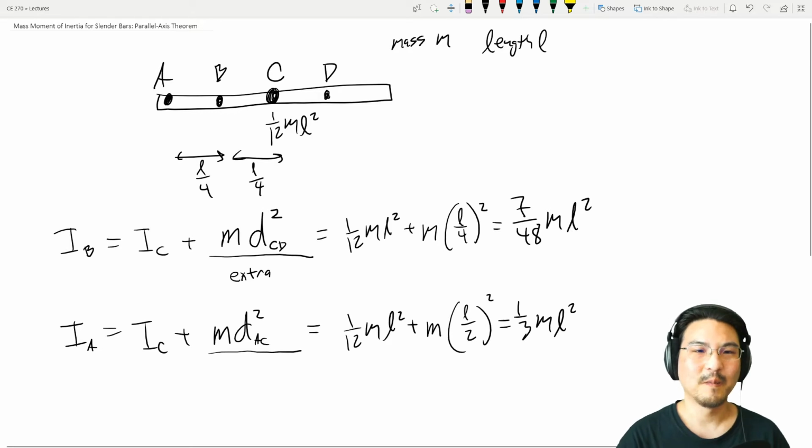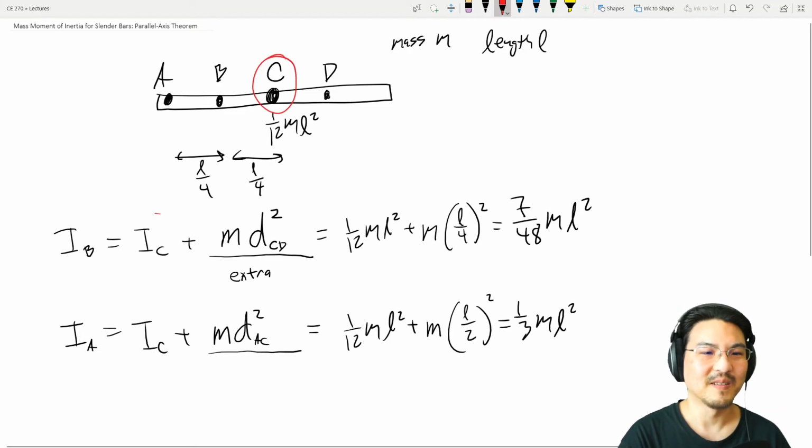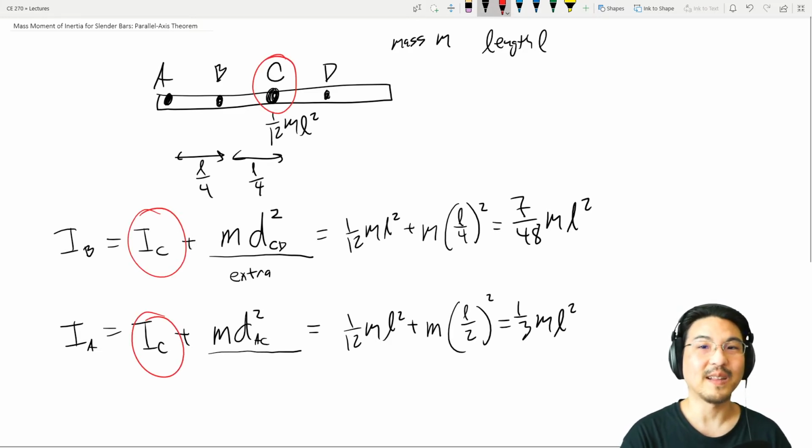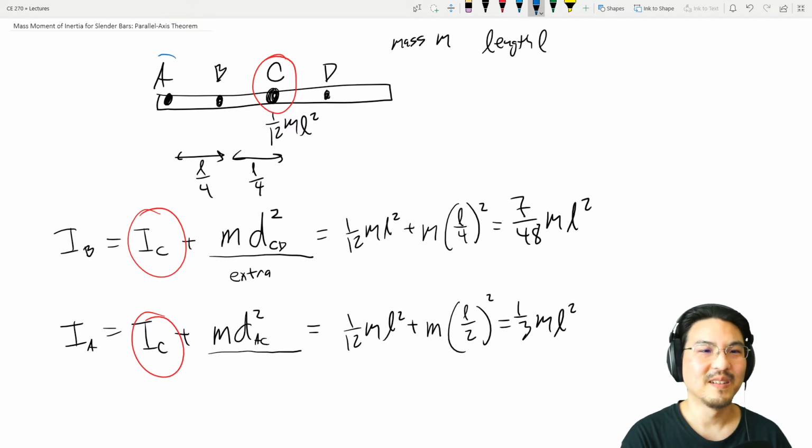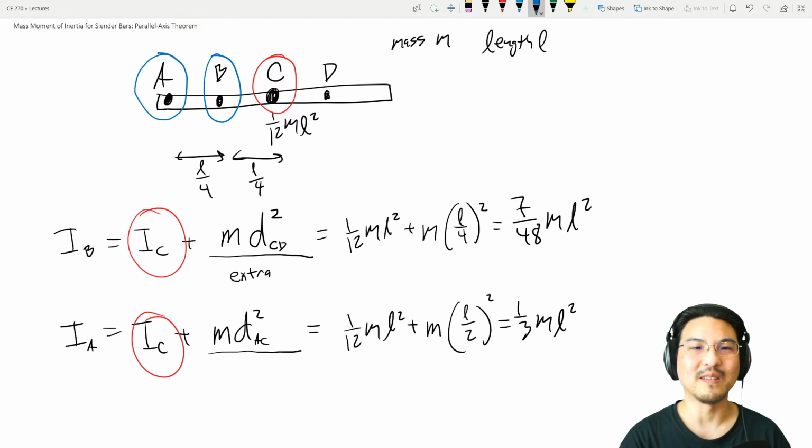Warning, the parallel axis theorem always moves with respect to an axis going through the center of mass. So that is important. Here, here, here. Not between, say, A and B. Neither of those is going through the centroid. So you wouldn't use the parallel axis theorem to go between A and B.